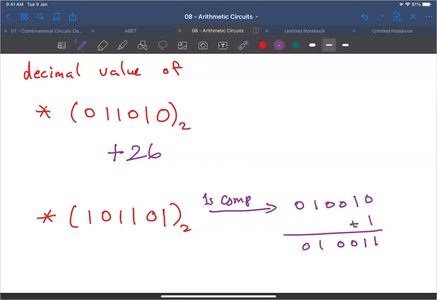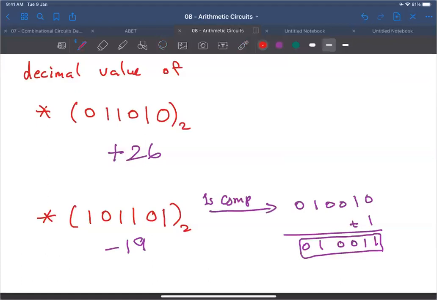Now I convert this number to decimal, and the value of this number is going to be the magnitude, but I put a negative sign because this number is negative. So what is the value of this number? It's going to be 3 plus 16, which is 19, and since this number is negative, that is the value of this number. You get that? Any question?